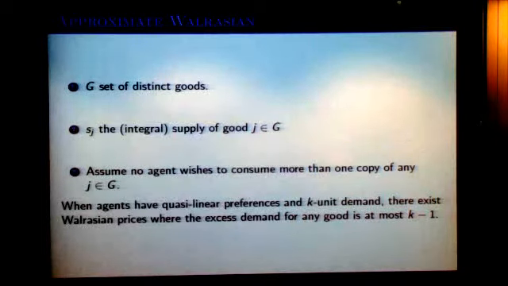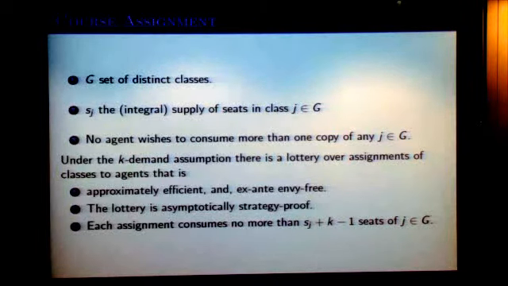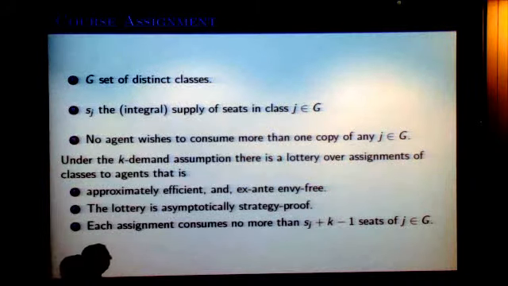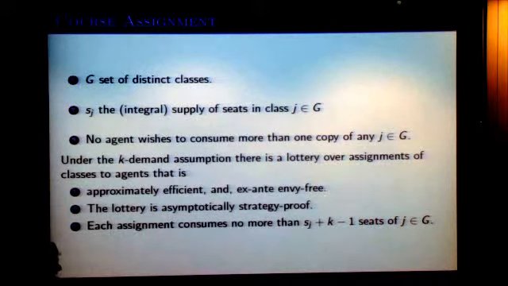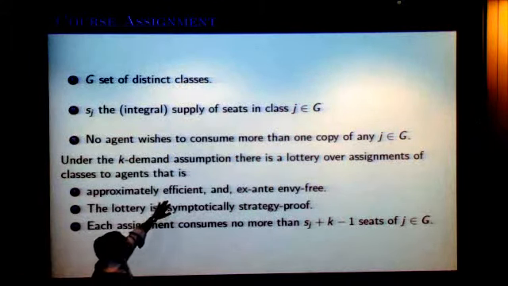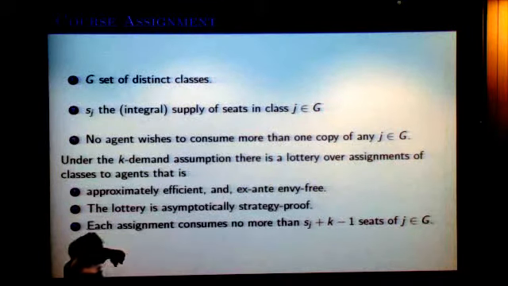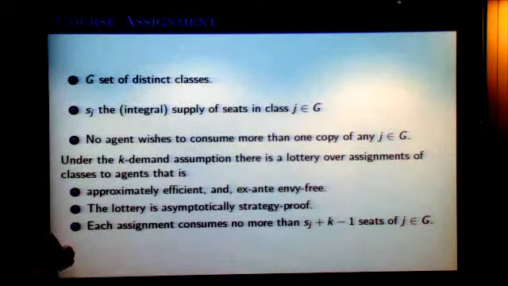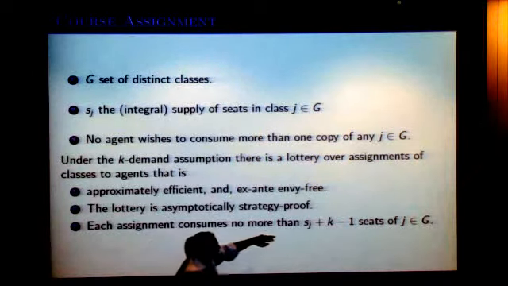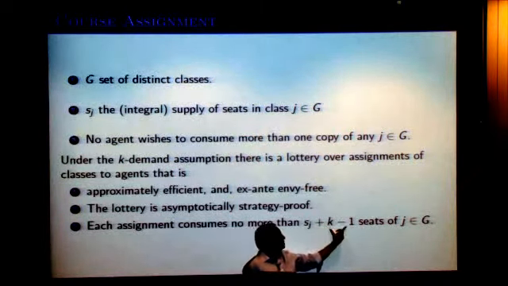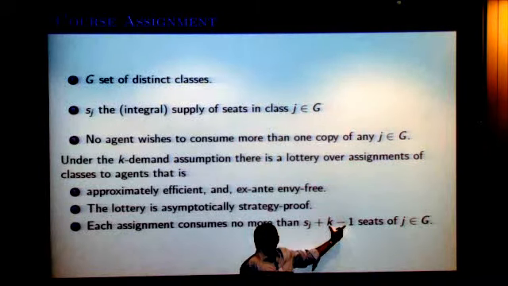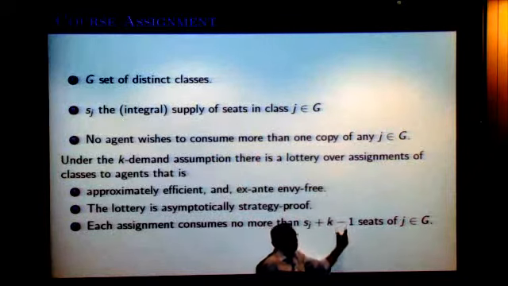Here's a second application. G is a set of distinct classes, and Sj is the integral number of seats in each class. No agent wishes to consume more than one copy of any good. Under the K demand assumption, here's the result. There is a lottery over assignments of classes to agents that is approximately efficient, ex-ante envy-free, asymptotically strategy-proof, and such that ex post each assignment consumes no more than Sj plus K minus 1 seats. In other words, again, the excess demand does not exceed K minus 1.